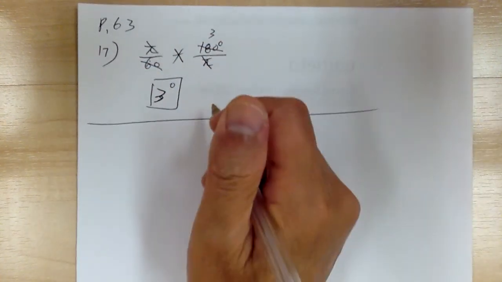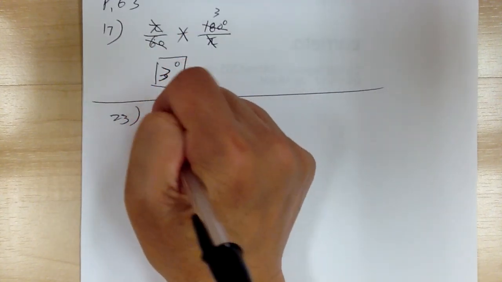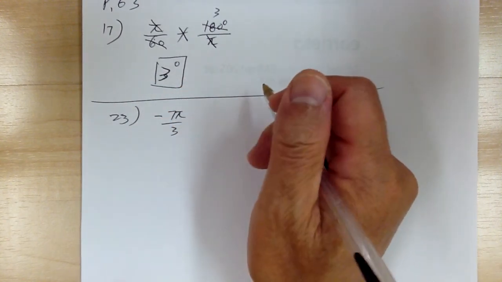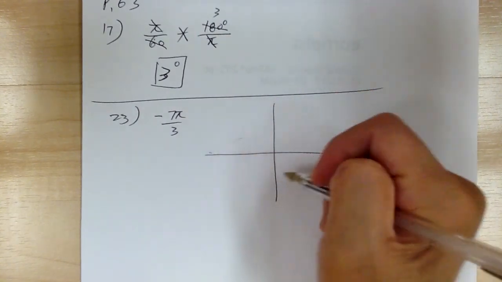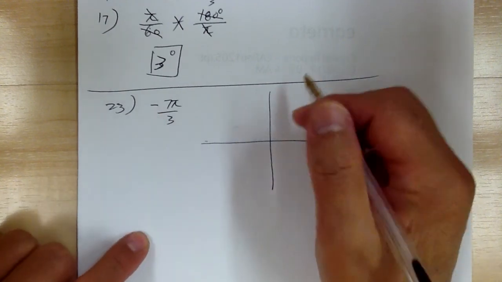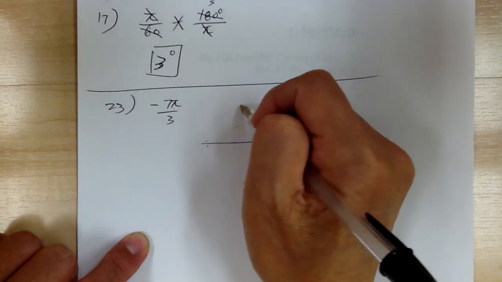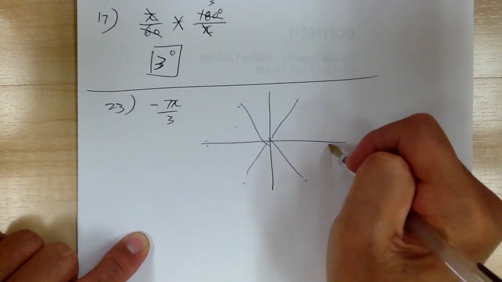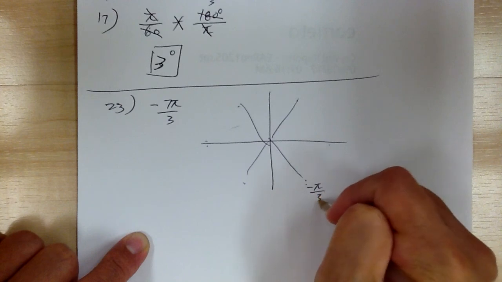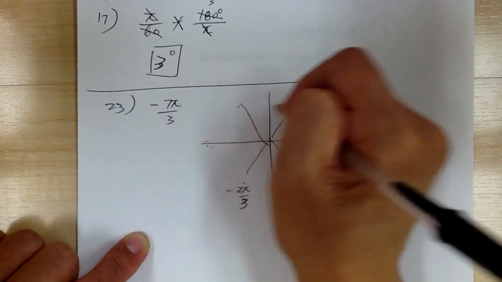Okay. Let's do number 23. Number 23, you have negative 7 pi over 3 radian, and you want to sketch it in standard position, so you need to figure out where that is. The negative is going backward, right? So negative 1 pi over 3, negative 2 pi over 3, negative 3, negative 4, negative 5, negative 6, negative 7 pi over 3. So you have to know your positions. 1, 2, 3, 4, 5, 6, 7.